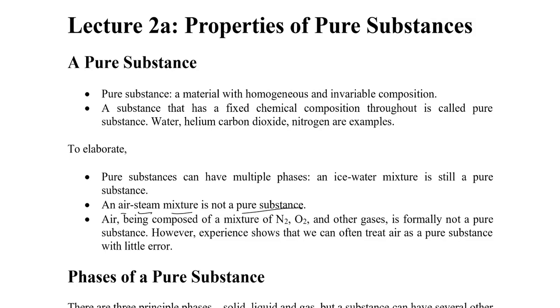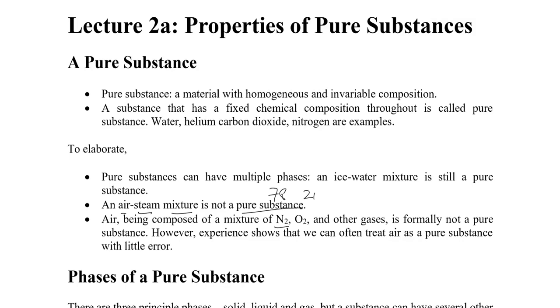Air, being composed of nitrogen and oxygen and other inert gases, is not formally called a pure substance, but experience shows that it is more or less regarded as a pure substance. For example, if you check the composition of nitrogen, it will be roughly around 78%, and if you check the composition of oxygen, it will be around 24% in most places. So if it is that composition, air would be regarded as a pure substance.